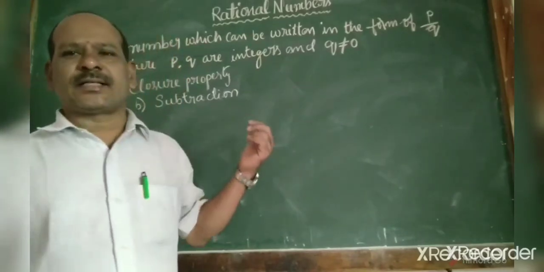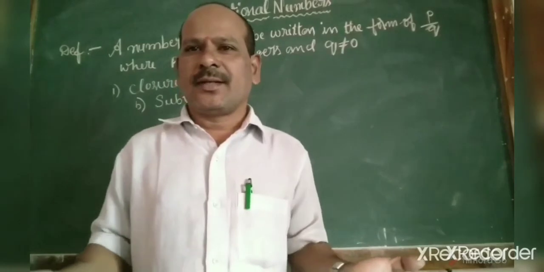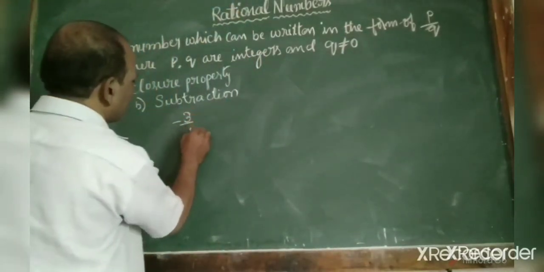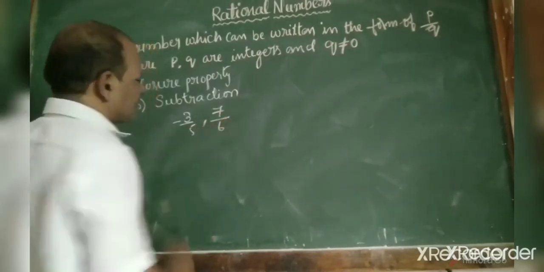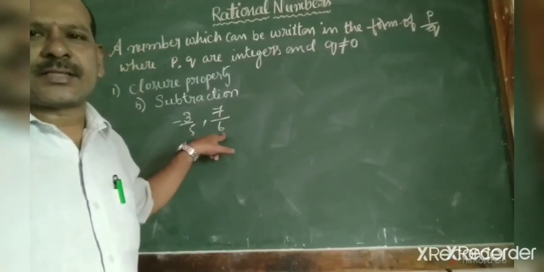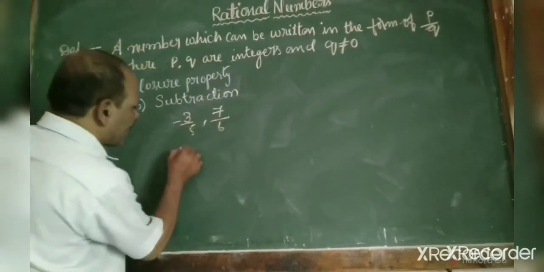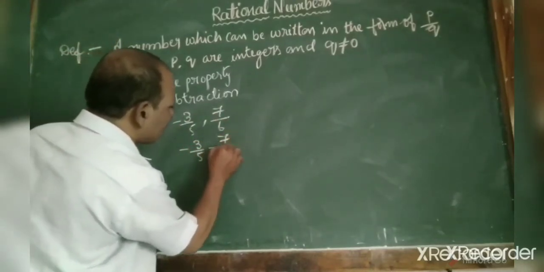Now let us check whether the rational numbers are closed under subtraction or not. Okay. Now I am taking any two rational numbers, minus 3 by 5 and 7 by 6. These two are rational numbers. Now I am doing subtraction for these two rational numbers.